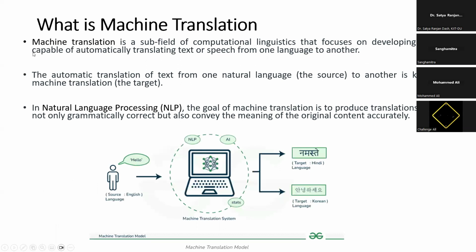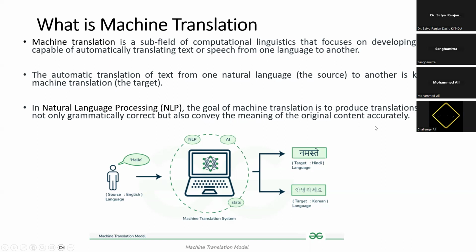Now I move to the next module in the pipeline of speech-to-speech translation technology, that is machine translation. What will a machine translation system do? It will mainly convert text in a source language to text in a target language. The goal of machine translation is to produce translations that are not only grammatically correct, but also convey the meaning of the original content as accurately as possible.